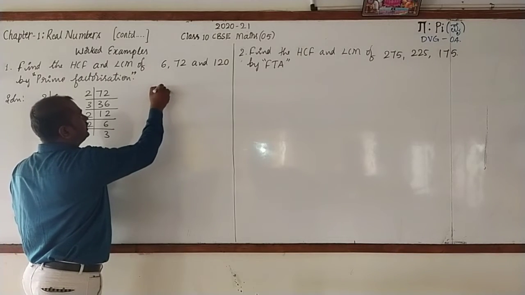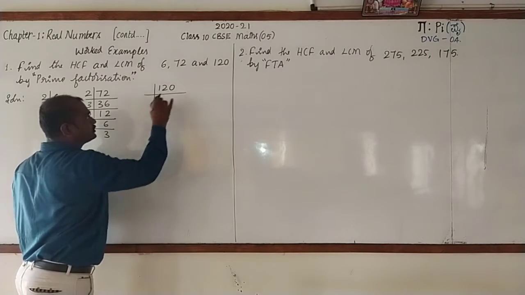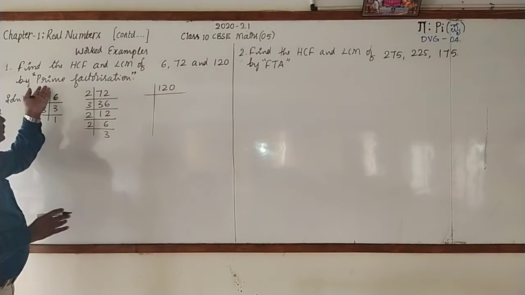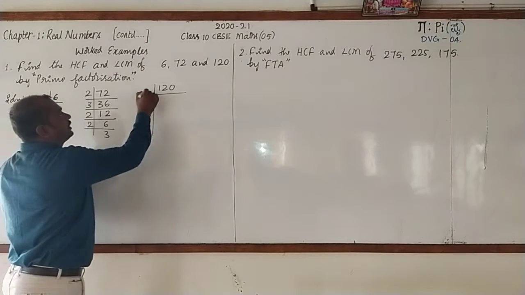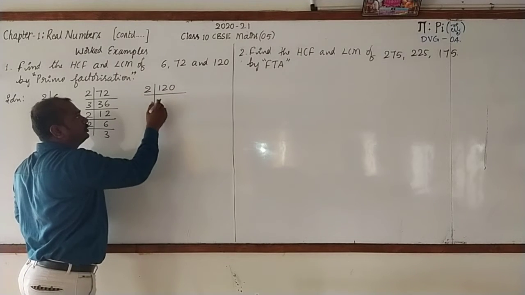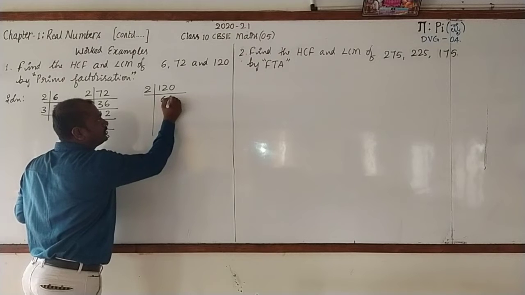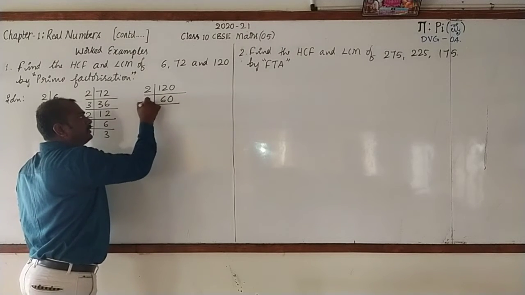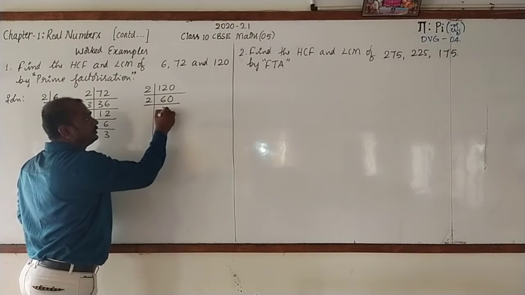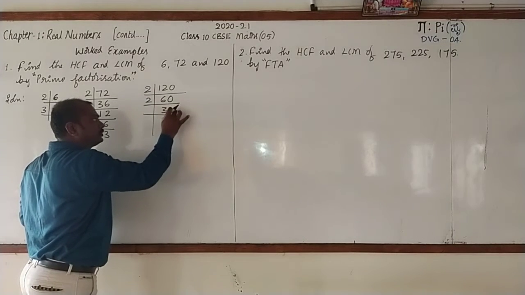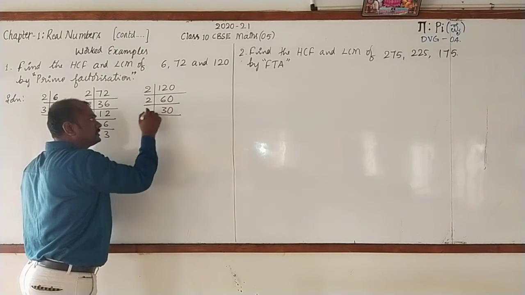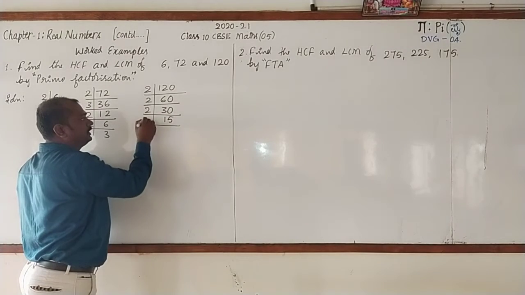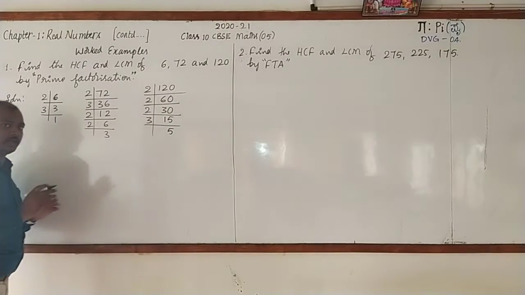Next, 120. Please don't do this factorization in the working column. It should be in the middle part only. Here, it is even. Start dividing it by 2. 2 times 60 is 120. 60 is even, start dividing it by 2. 2 times 30 is 60. Again, 30 is even. 2 times 15 is 30, next 3 times 5. Clear?